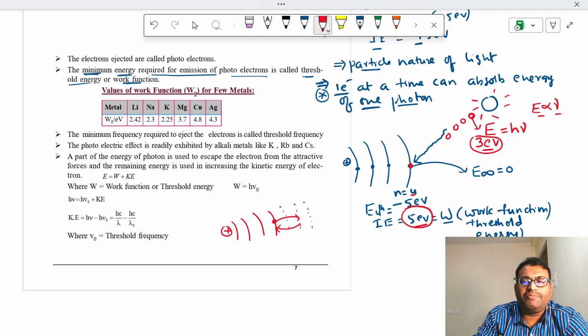So however long you make the radiation fall on this metal surface, if it does not have sufficient energy, meaning minimum frequency, then the photoelectric effect does not take place. These photons must possess a minimum frequency so that they have some minimum energy to make the electron come out from the metal surface. That minimum energy is called the work function.